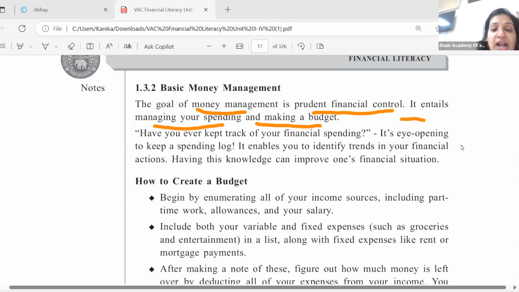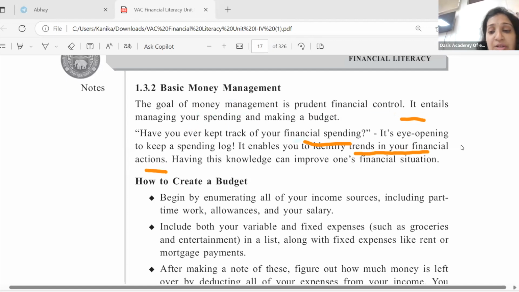Have you ever kept track of your financial spending? If you keep track of your financial spending, it enables you to identify trends in your financial actions. It means that every month or every 15 days, what are you spending on? How much are you spending? Are you saving anything once you get your salary or your income? So this is what money management is.